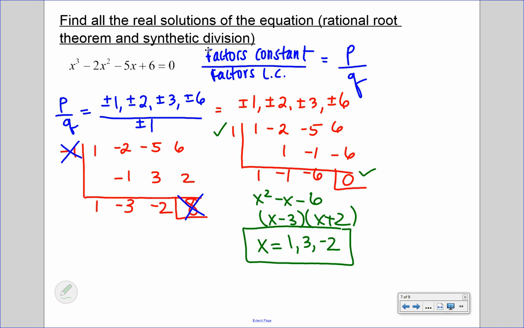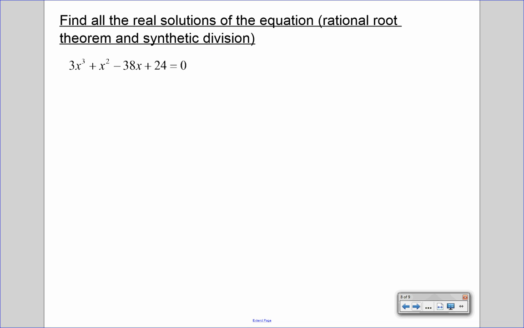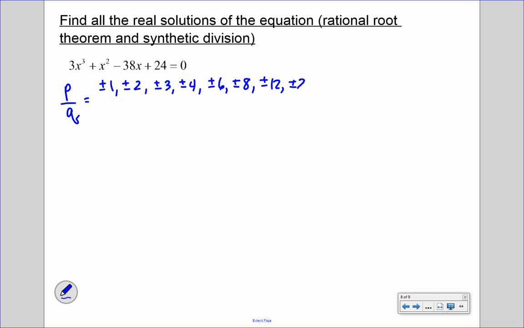Let's try one more of these. This one we have a leading coefficient of 3, so we're going to have a lot more possible solutions. So let's do P over Q. The factors of 24 are plus or minus 1, 2, 3, 4, 6, 8, 12, and 24. And we're going to put all over the factors of the leading coefficient, which is 1 and 3, plus or minus 1 and 3.